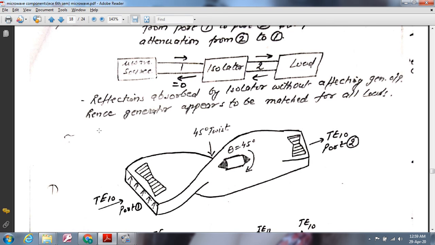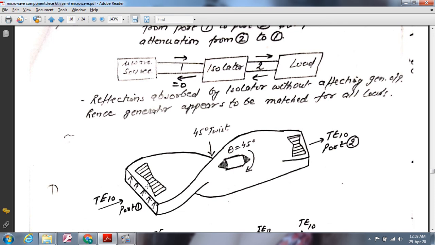So how is this isolator going to work? This can be seen from the construction of this isolator. The construction of the isolator is similar to a gyrator, which we will discuss later on, except that an isolator makes use of a 45-degree twisted rectangular waveguide instead of a 90-degree twist and 45-degree Faraday rotation.